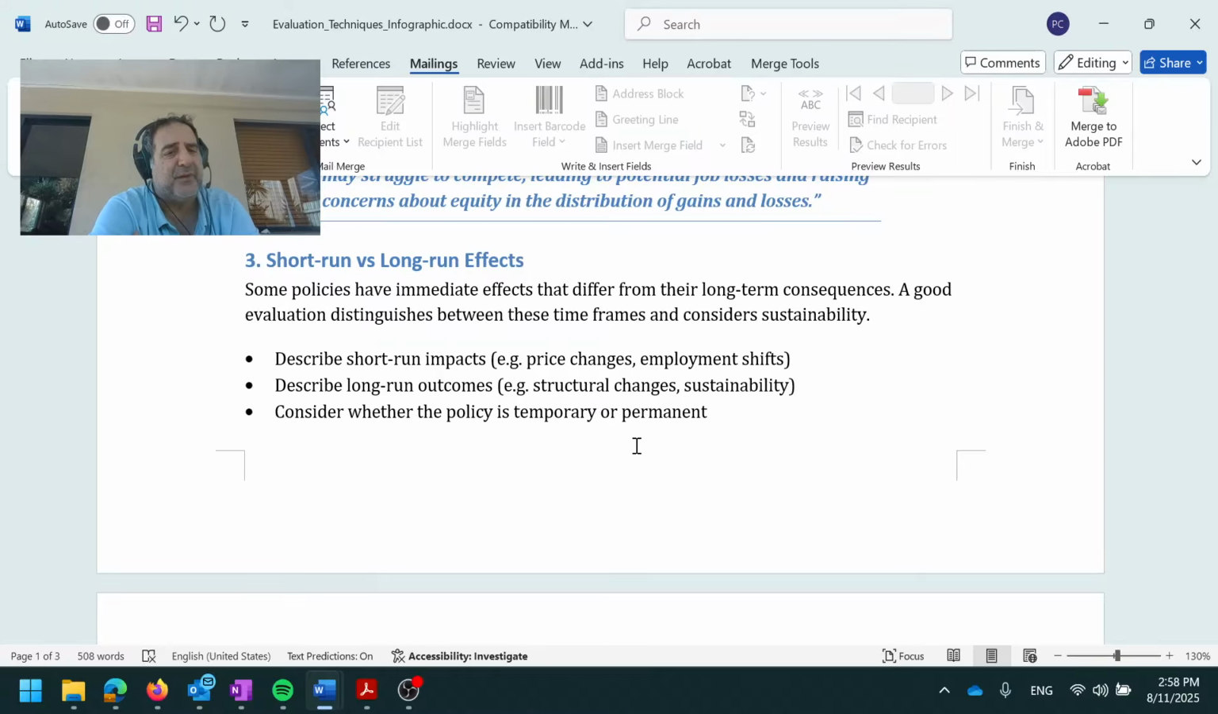Yeah, it also says there, consider whether the policy is only temporary or permanent. So sometimes governments only bring in policies for the short term, maybe to get some votes, and then once they're elected, they might dump the policy, or the policy gets introduced and they realise it's totally ineffective, and then they remove it. Or it's successful, and they decide to keep it.